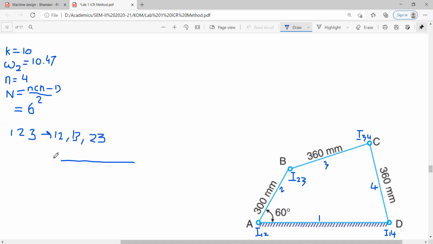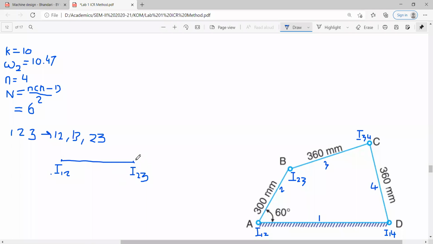Okay, so I will repeat it and then we will implement it. Suppose at this point ICR I12 is there, and at this point ICR I23 is there, or you can assume anything. Which one is remaining? I13. So you can directly say that I13 will be on this line.